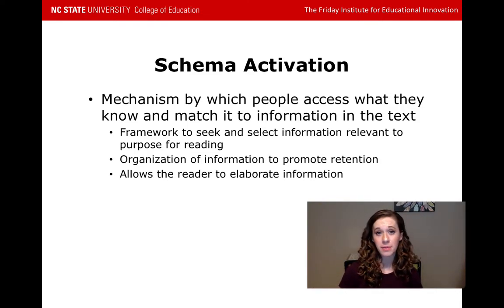So going with my example earlier, this would be reading a description about long talons and a sharp beak and lots of feathers and realizing that we could be reading about a bird. And so schema theory and schema activation really provide a framework for us to understand how our brain can seek and select information relevant to what it's reading and how it can make sense of those words on a page.